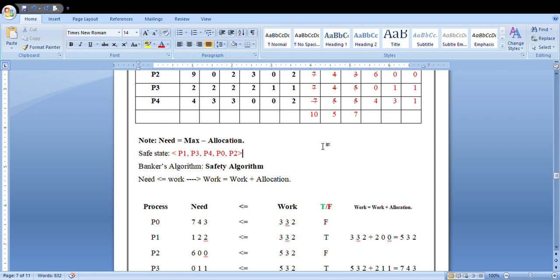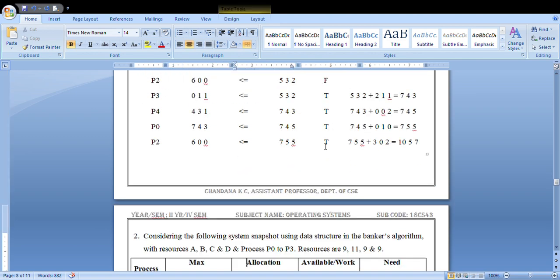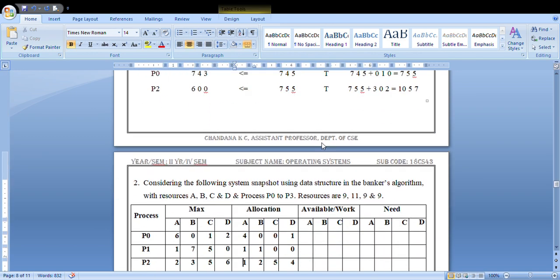This is the first problem in your banker's algorithm. Here you are making use of your safety algorithm or safe sequence algorithm. This is one problem, and this is your next problem.